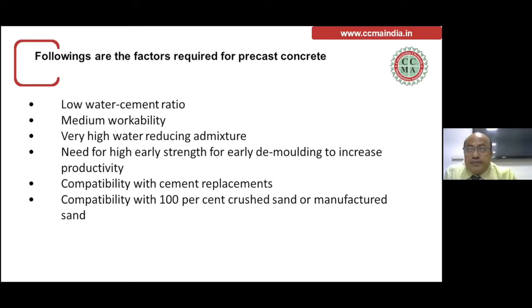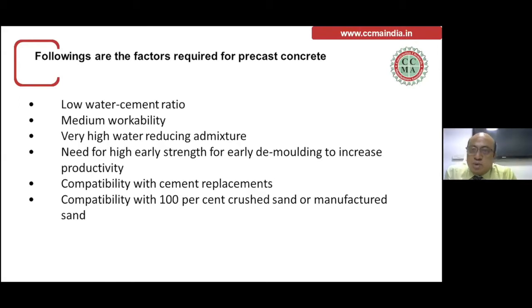Another requirement is medium workability, because high workability is not required in the case of precast. It is not ready mix concrete that is transferred from one site to another. So it is medium, because it is cast in the casting yard.